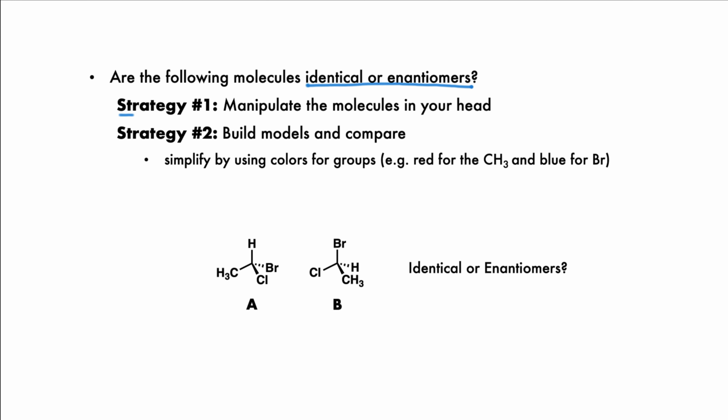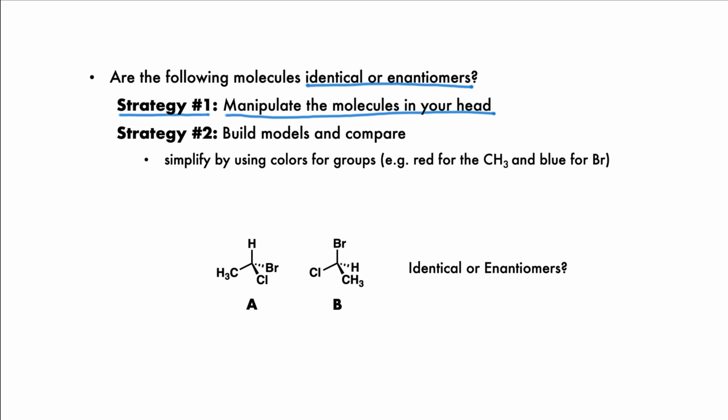Strategy 1 is to manipulate the molecules in your head. Obviously, don't try to do this literally. A small percentage of people can think so well in 3 dimensions that they can visualize how to move these molecules to compare if they are enantiomers or identical. This is a skill that can be learned with practice but may not be worth your time.